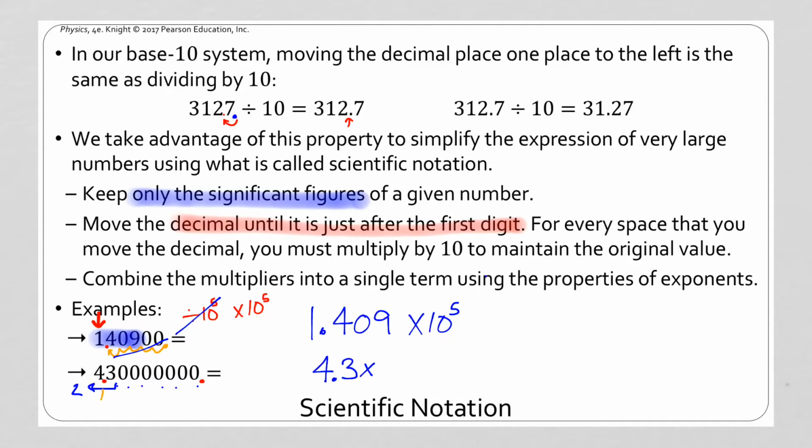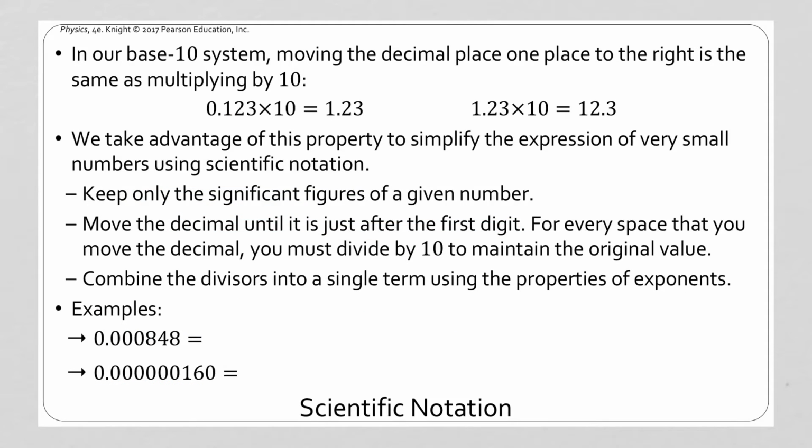To move it where we want it to go, we would have to move 8 places to the left. Moving it 8 places to the left would be the same as dividing by 10 8 times. And so to cancel out that operation, to maintain the value that we're talking about, we would multiply by 10 8 times. This is scientific notation for a large number. Notice that we have positive powers of 10 for these large numbers, representing large values.